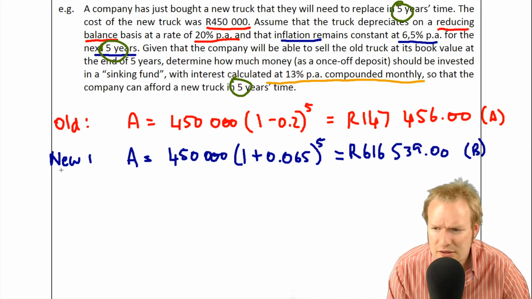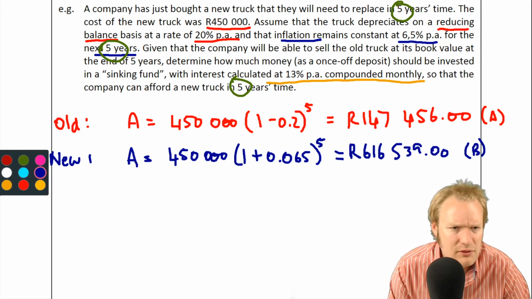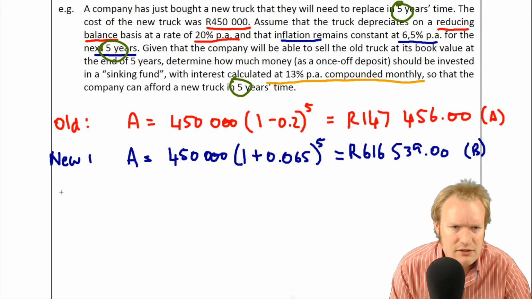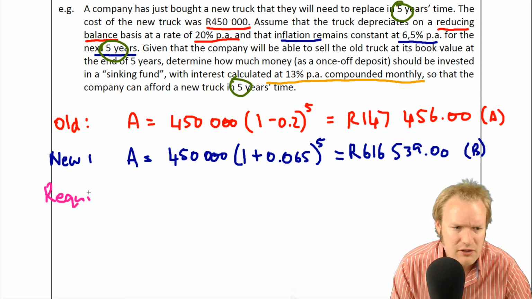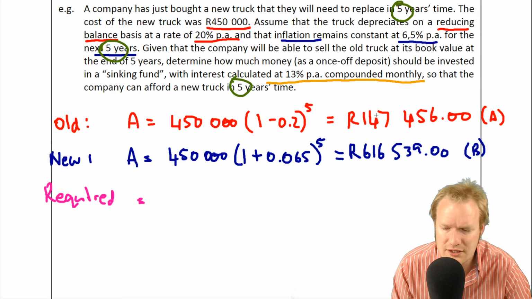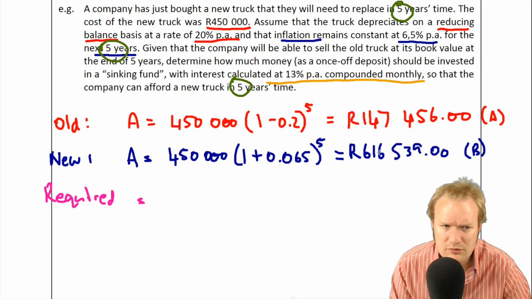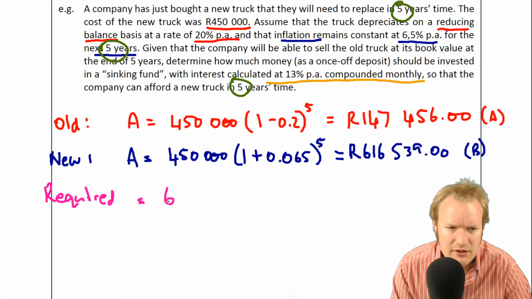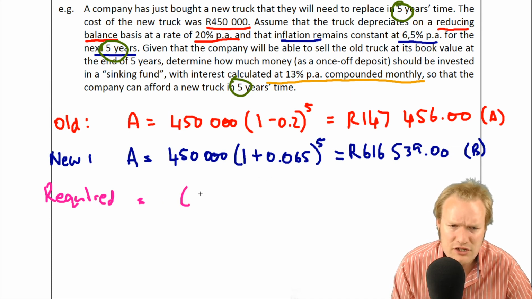Now, how much money do we need? Well, the amount of money we need, so I'm going to say required, I guess I could have just said need, is basically this amount minus this amount. So we're going to need 616 to buy the new one. The old one we're going to sell for 147. But now I'm going to cheat and say, well, we know this is just B minus A.